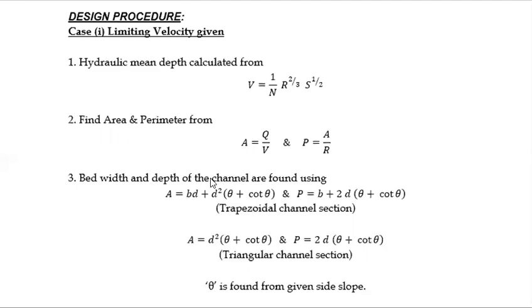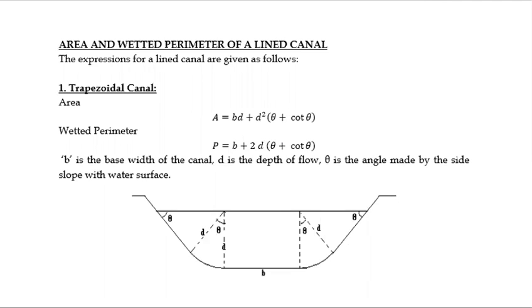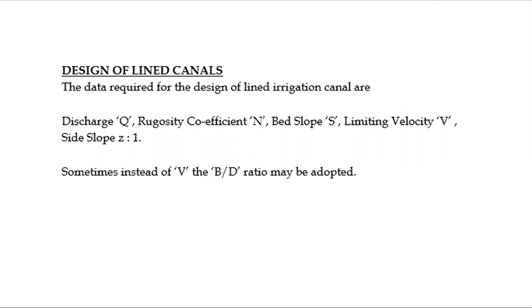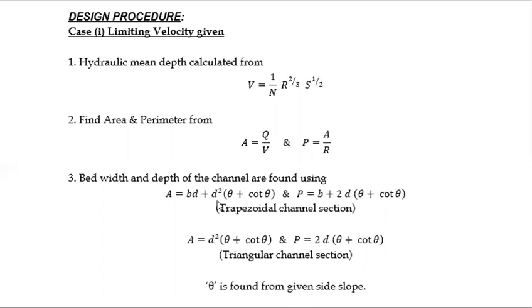So the third step is the bed width and depth of the channel are found using the trapezoidal channel section. We have only trapezoidal channel section here, so I'm ignoring the triangular channel section. For the trapezoidal channel section, we already saw the formula, that is A is equal to BD plus D square into theta plus cot theta, and P is equal to B plus 2D into theta plus cot theta, where theta is the side slope.